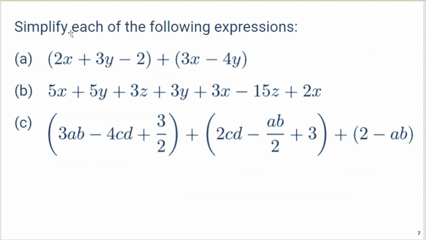Okay, next let's practice simplifying the multivariable expressions. So can you simplify each of the following expressions? Remember, we need to group the like terms together, right? So I'll lead you through the first one. We can combine 2x with 3x, right? So this means 5x. Then 3y minus 4y gives us negative y and minus 2, right? So this can be simplified to 5x minus y minus 2.